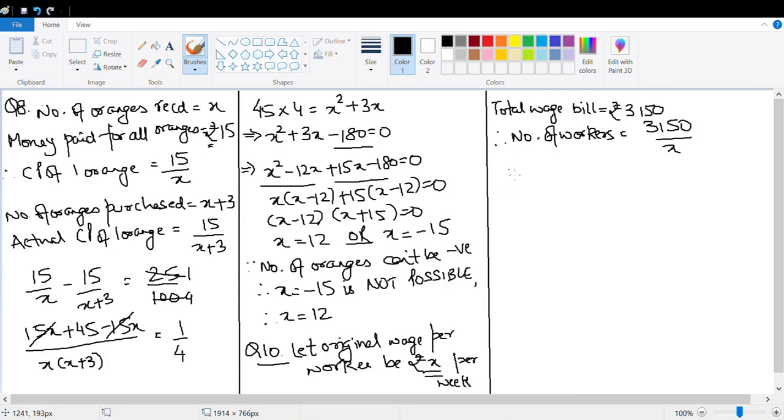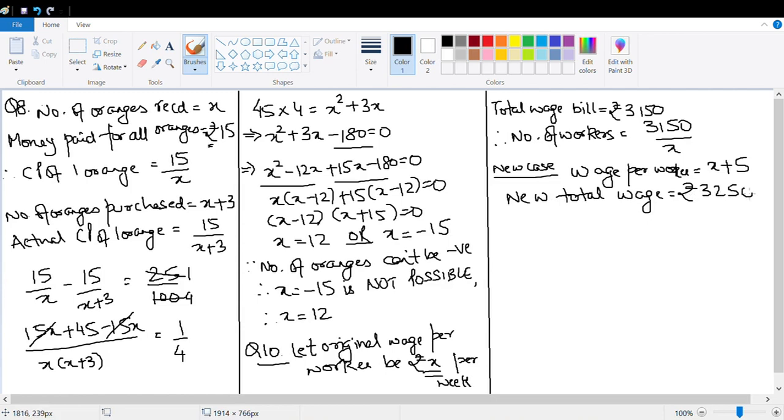Now let's look at the new case. So in the new case, he's saying wage per worker is changing if he increases it by 5, which means new wage is rupees x plus 5, and the new total wage bill is equal to rupees 3250. So what is the total number of new workers? Therefore, total new workers will be equal to, again, total wage bill upon wage per person, which is 3250 upon x plus 5.